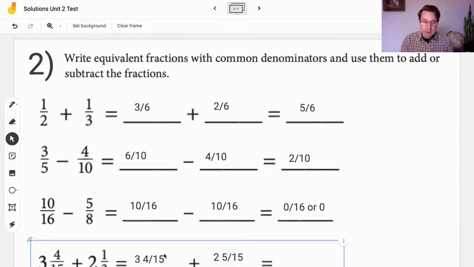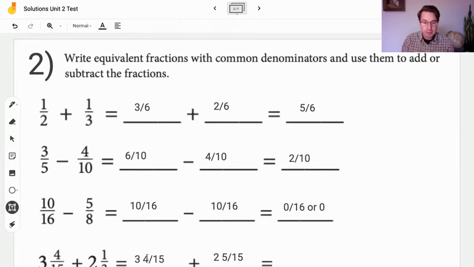So 2 and 5/15. Lucky us, we don't have to regroup because 4 plus 5 is 9. And then that gives us 5. 3 plus 2 is 5, and 4 plus 5 is 9. So we have 5 and 9/15.